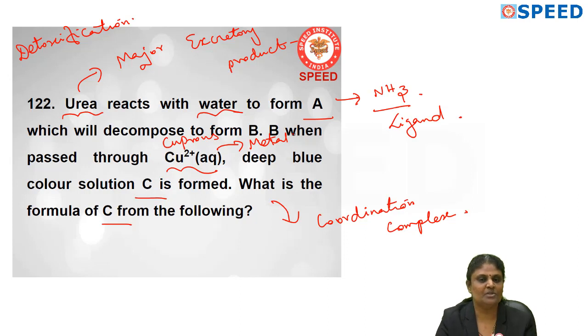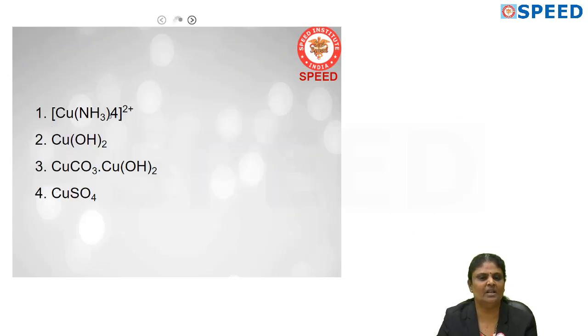So what are the options given here? [Cu(NH3)4]2+, [Cu(OH)2]CuCO3, [Cu(OH)2]CuSO4. But I think the correct answer is the coordination complex. Okay, so this is the ligand and this is the central metal atom, Cu. Yes, so this is the correct answer.